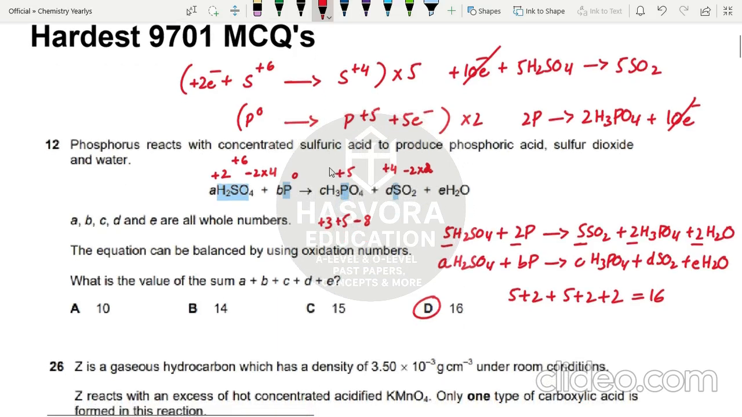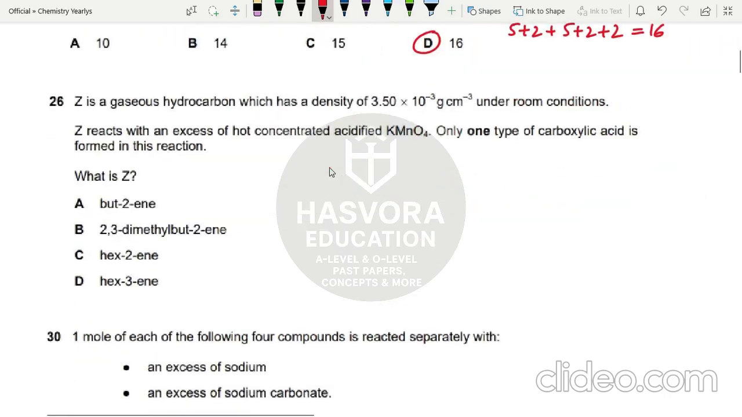Now let's move on to the other question. Z is a gaseous hydrocarbon which has a density of 3.50 × 10^-3 grams per cm³ under room conditions. Since it is a gaseous hydrocarbon, we can use 1 mole is equal to 24 dm³. Then Z reacts with an excess of hot concentrated KMnO4.